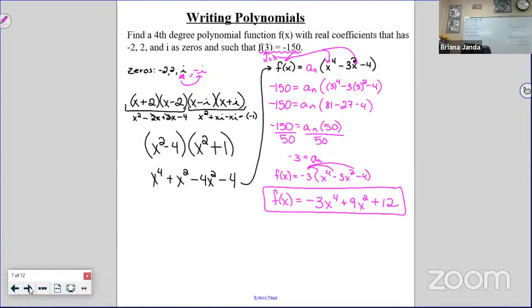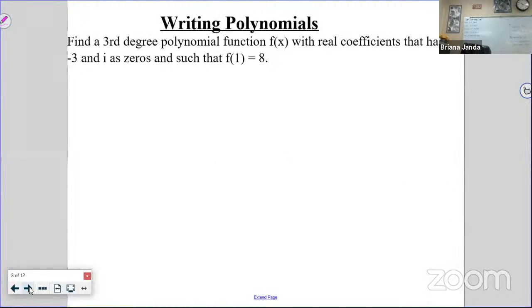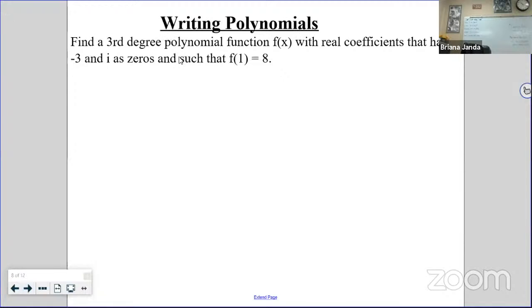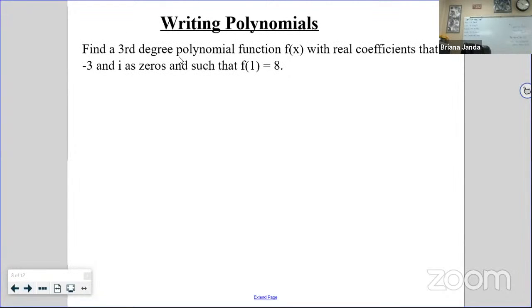We're going to practice that one more time here, and then we'll see one last little variation on these types of problems. So same type of directions at the top here. Find a third degree polynomial. So again, that tells me biggest exponent is a 3. My list of zeros should have 3 numbers on it. With real coefficients that has -3 and i as zeros, such that f of 1 equals 8.